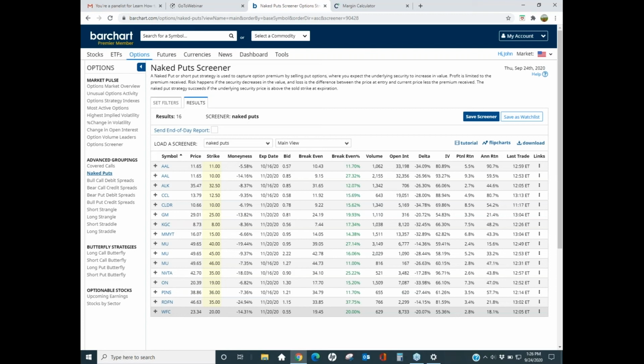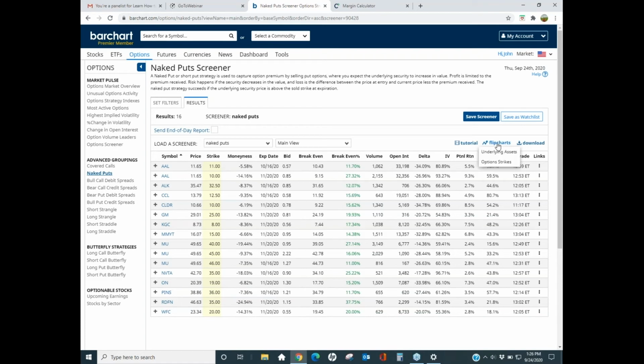So now what I've done is I'm looking at the results, and here I've narrowed that field of 116, or 119, I think it was, down to 16 stocks. So at this point, I can get through these a lot quicker to make sure which ones will fall into the scenarios that I'm looking for as a trader.